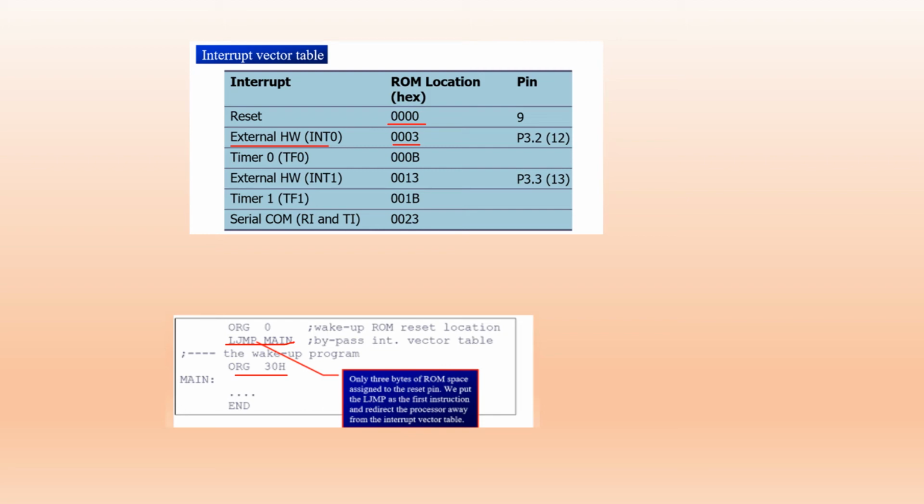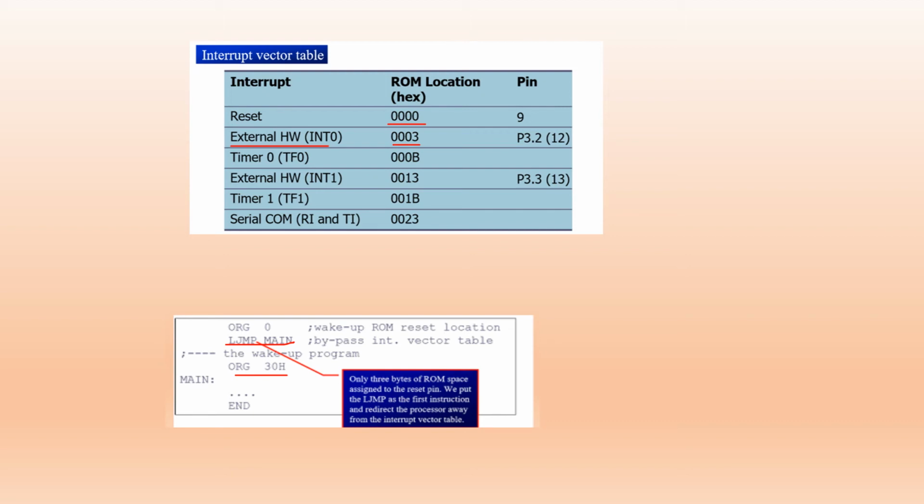Again, what we do is we can write a jump instruction like LJMP to some location, and we can write the complete program there. So it applies to all the interrupts. All the interrupts have only 8 bytes of location. If I can fit the program within the 8 bytes, I can write it there only. If I cannot fit it, I can go to some other location, as we said, LJMP to some location, and write the program there.